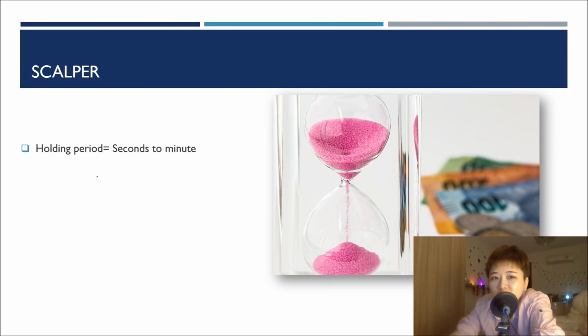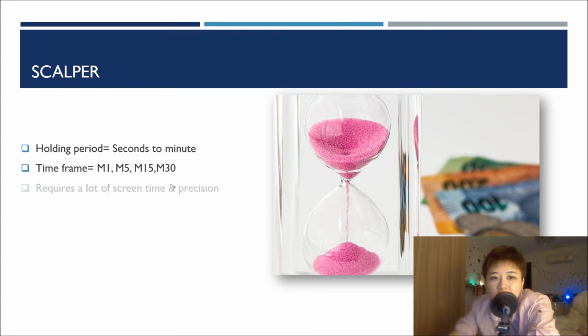But of course, with that said, there are good scalpers, but these are experienced people. Okay? And basically, scalpers, they trade the 1 minute time frame, 5 minute time frame, 15 minute and also 30 minute time frame.